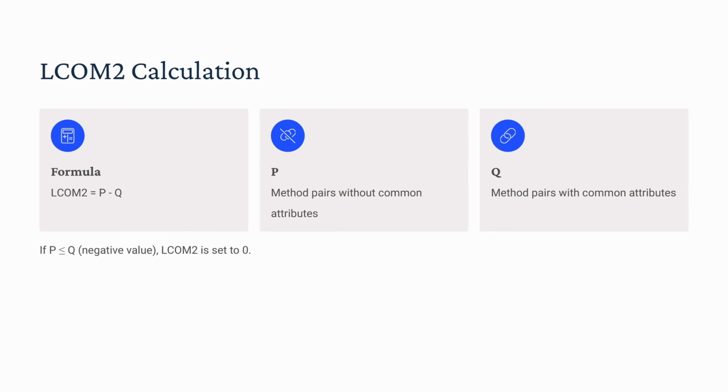To make LCOM tangible, let's look at the calculation using the example of LCOM 2. The formula is LCOM 2 equals P minus Q, where P is the number of method pairs without shared attributes, and Q is the number of method pairs with at least one shared attribute. If P is lower or equal to Q, so a negative value, we set LCOM 2 directly to 0.